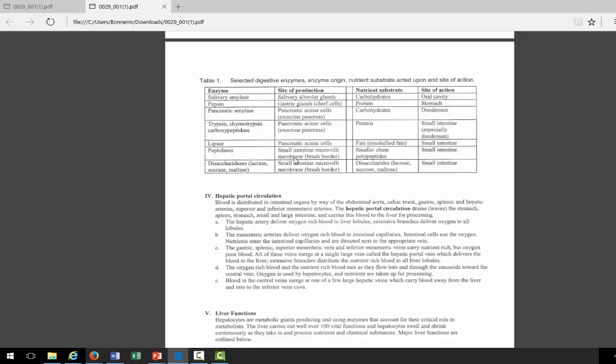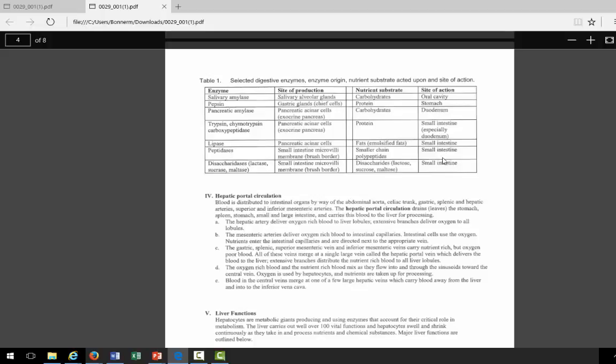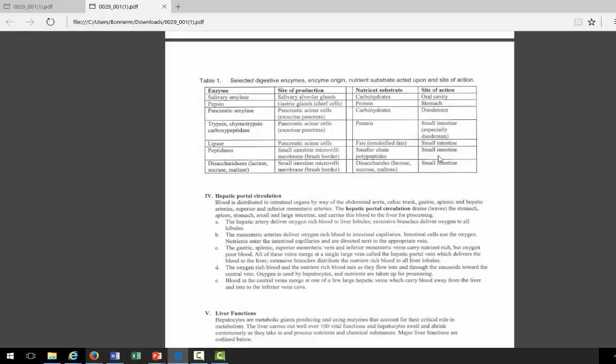Peptidase, disaccharidase comes from the small intestine, and where does it act? In the small intestine. So most of the action where these enzymes are secreted to is in the small intestine. So when in doubt, choose the small intestine. Except for stomach, we see a little bit of protein digestion in the stomach. And then the oral cavity for the amylase. So just pretty much knowing this table is going to help you through those couple of questions that cover this objective.